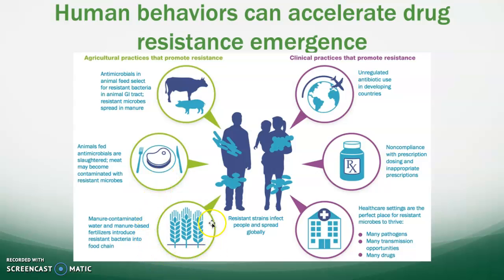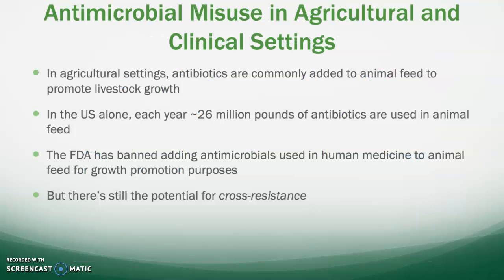And then lastly, when we think about the plants, so think about all of those romaine lettuce recalls and different produce. When we put the manure that's contaminated on crops, what we can see is that we introduce the resistant bacteria into the food chain. It can be drawn up by these plants, which can also cause a problem. So when we think about that, this is just going over that. In the agricultural setting, those antibiotics are commonly used. And in the U.S. alone, each year, there's around 26 million pounds of antibiotics that are used in animal feed.